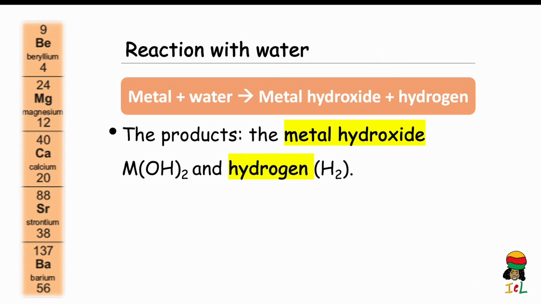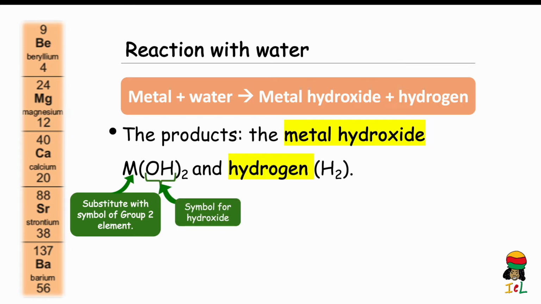For the products, the metal hydroxide has the general formula M(OH)2, where M can be substituted with the symbol of the Group 2 element that's reacting with water, and OH is the symbol for hydroxide. When a Group 2 metal reacts with water, it bonds with 2 hydroxide ions. And the chemical formula for hydrogen is H2.